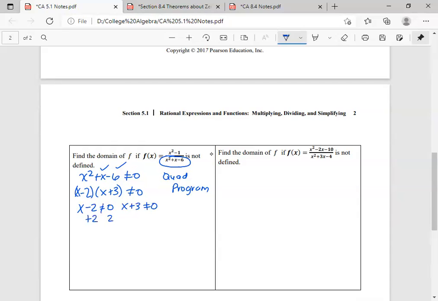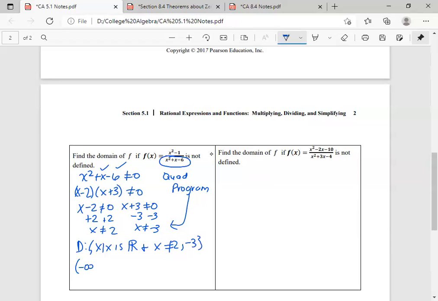And these are the answers your calculator would give you. The calculator would say, well, your zeros are going to be 2 and negative 3. That's what the quad program would give you. And so you would go, okay, well, my domain is all x's such that x is real and x is not 2 or negative 3.